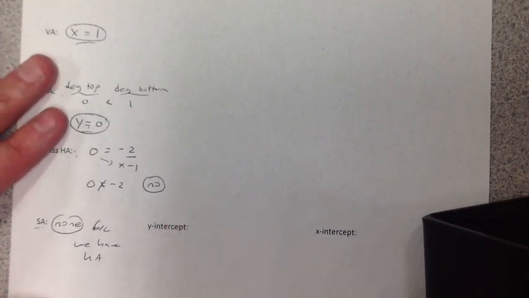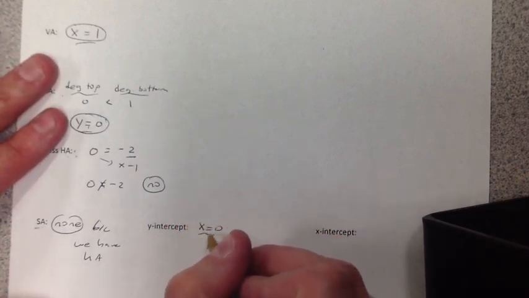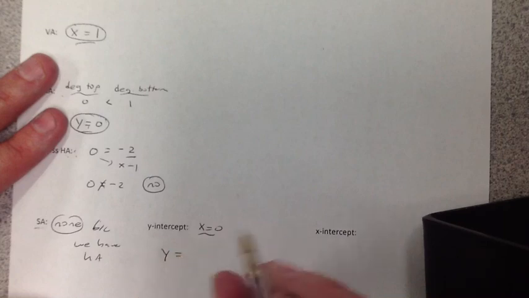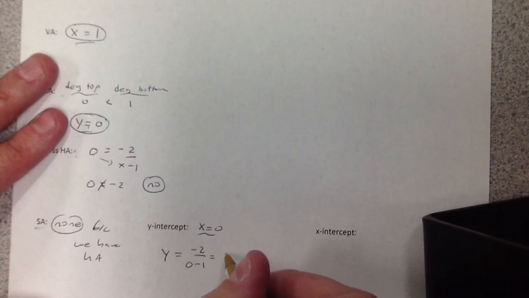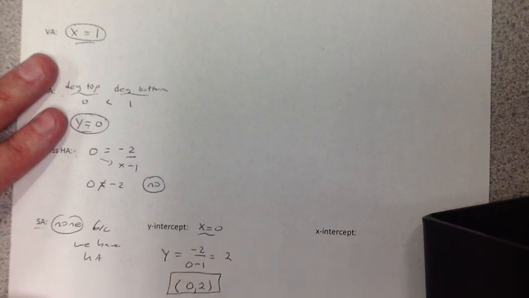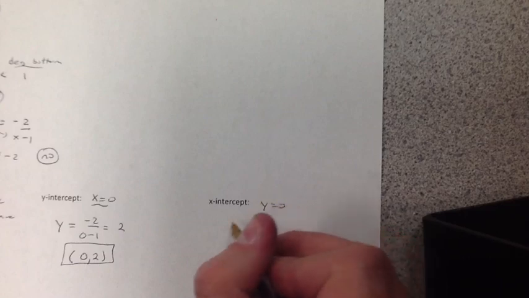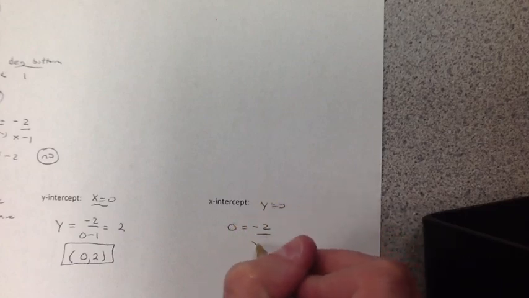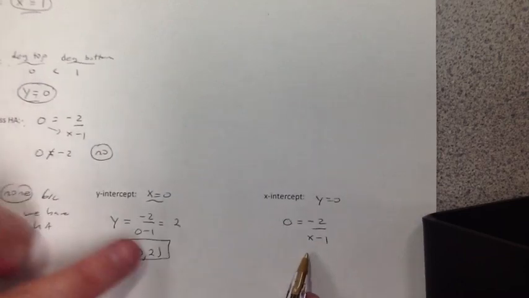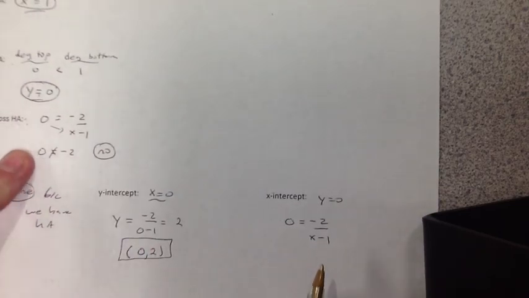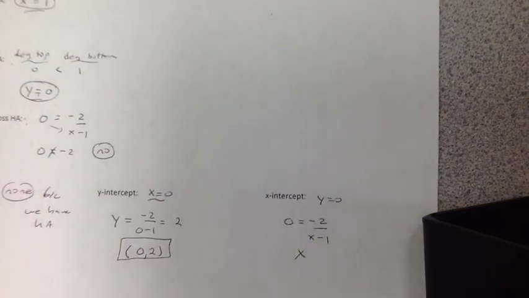To get the y-intercept, very easy. Let the x equal 0 and just plug it in. y equals -2 over 0 minus 1, and I get +2. Which is really interesting because that gives us our first point, (0, 2), and we're going to sketch that. To get the x-intercept, you let y equal 0. And if we do that, we get 0 equals -2 over x minus 1. Now, if you notice, that's the same as our horizontal asymptote, so we know that's not going to work for us either. Does that make sense? So we don't have to redo that.